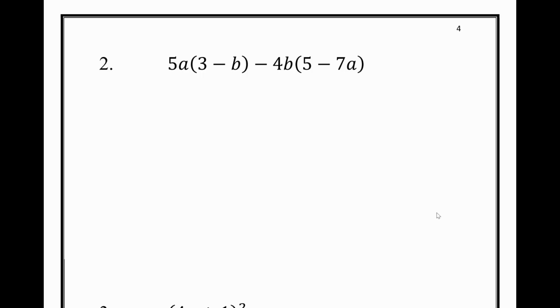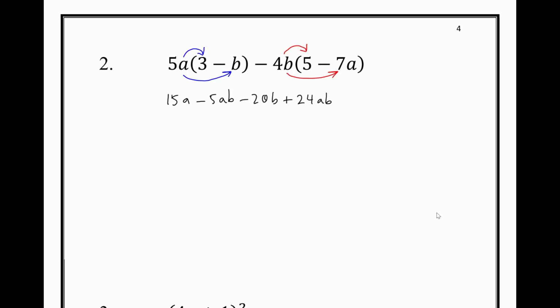Moving on, we want to expand the brackets by multiplying what's on the outside by everything on the inside, such that 5a is multiplied by 3n minus b, while 4b is multiplied by 5n minus 7. One thing to remember is that with 4b, we must include the minus sign. When we expand this out, we end up with 15a minus 5ab minus 20b, and then plus 24ab.